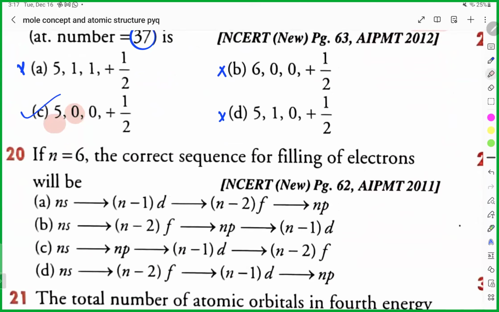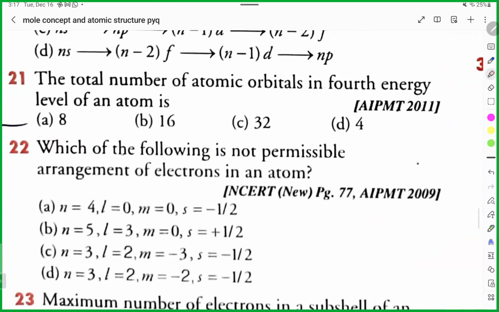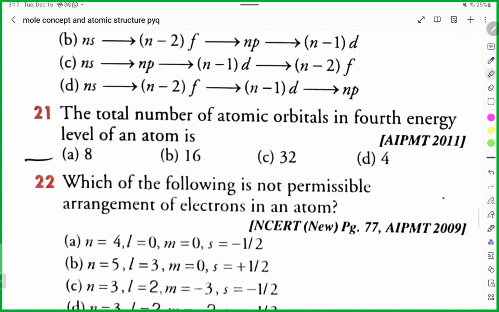Sarah, if the n value is 6, what is the correct sequence? Electron filling we will do later. Total, tell me this 21st: the total number of atomic orbitals in the 4th energy level of an atom. Total orbitals in n value 4. It's 16. Yes, n square.